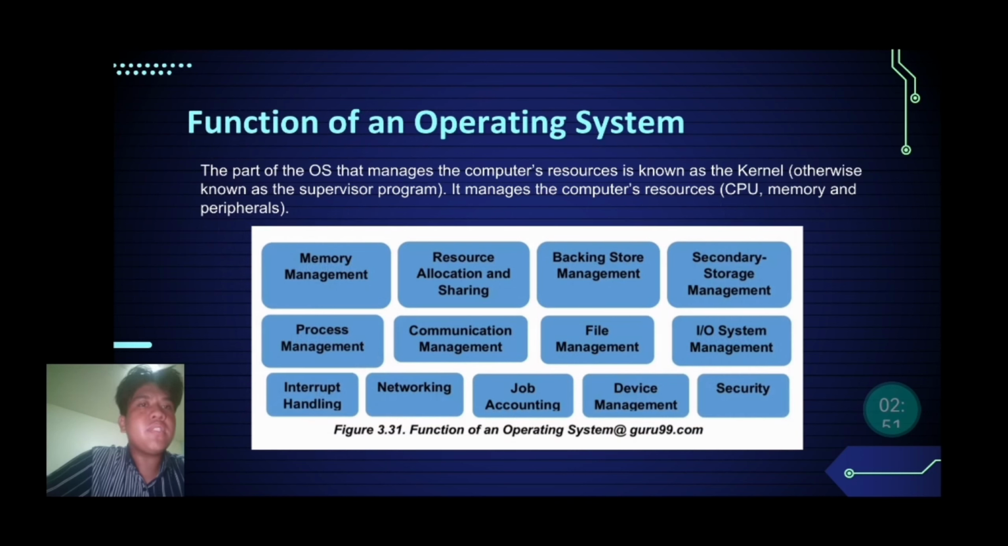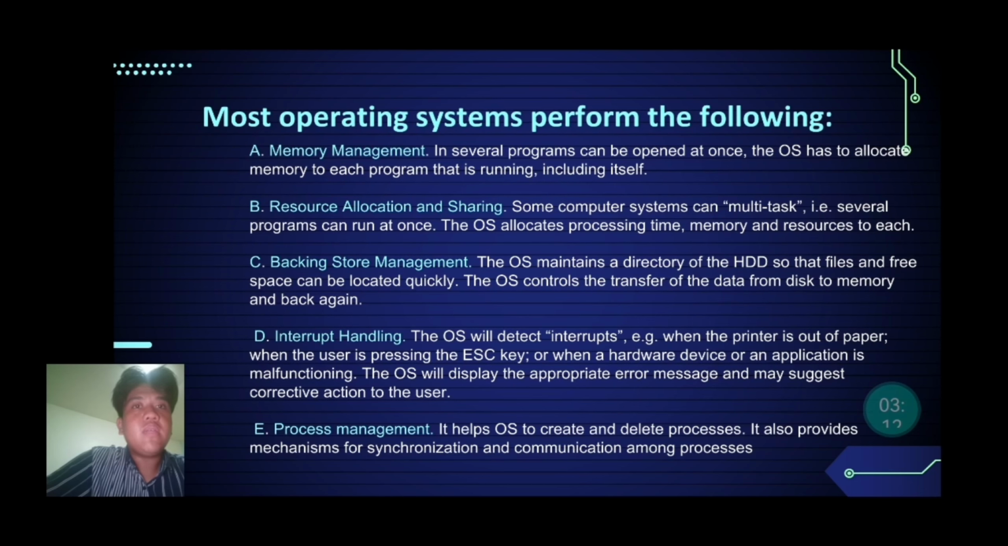Function of an operating system. The part of the OS that manages the computer resources is known as the kernel, otherwise known as the supervisor program, to manage the computer resources: CPU, memory, and peripherals. Figure 3.31, this is the example of the function of an operating system. Most operating systems perform the following.